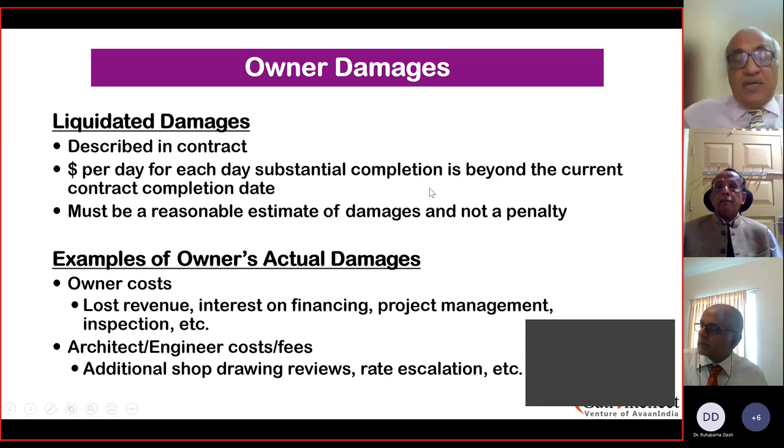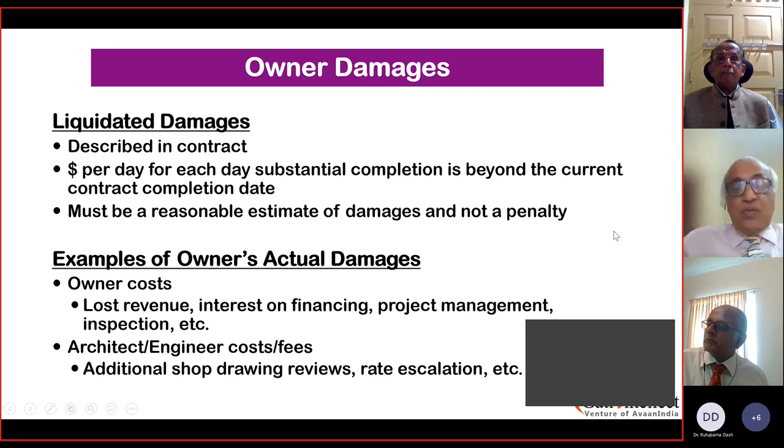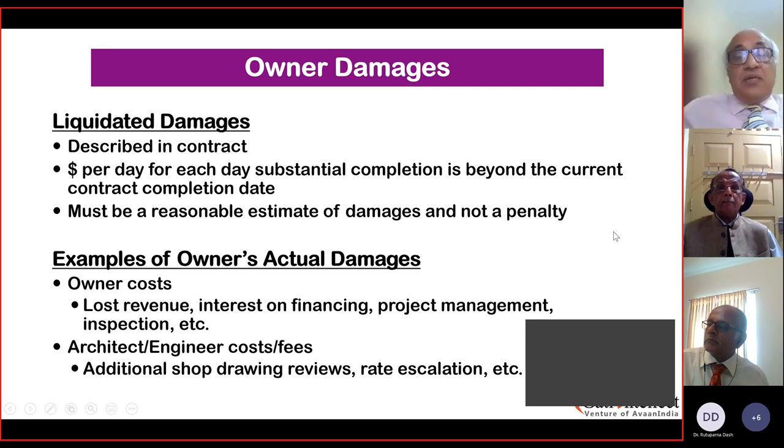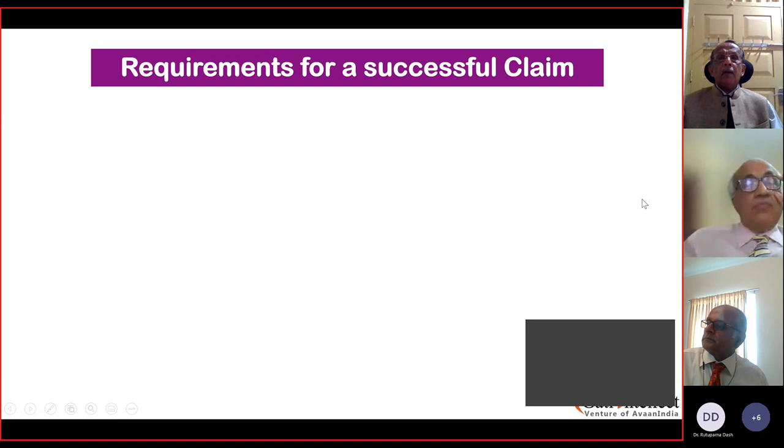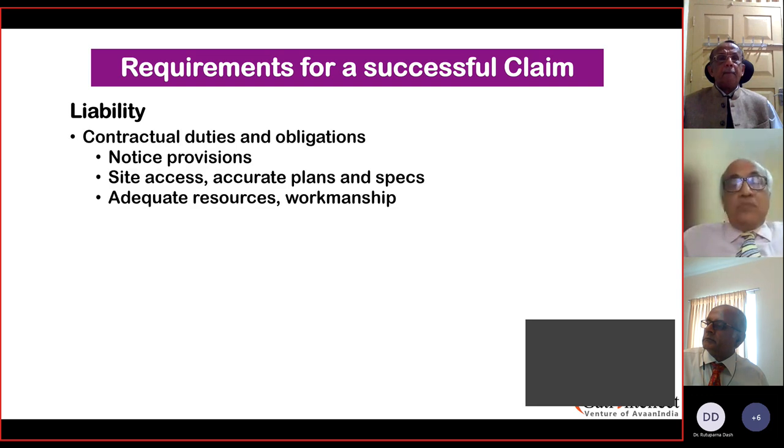Thank you, Ram. Any questions, any clarifications, anyone, please? Construction managers cost increase. Right, requirements for a successful claim. Ram, you want to take over?